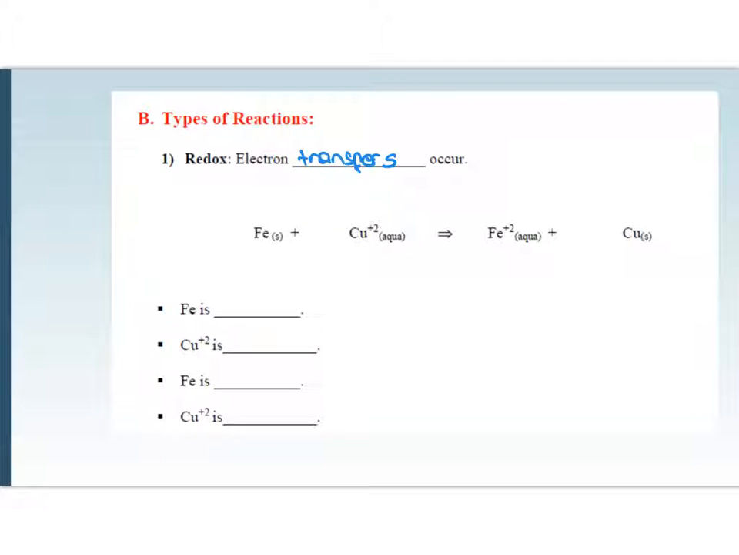For example, the oxidation number of iron is here 0 because it is in its elemental form. So it becomes 2 plus after the reaction. Now this means that it gives away 2 electrons. Next one, this is copper 2 plus, and after the reaction it becomes copper 0 here. So this means that it is gaining 2 electrons.